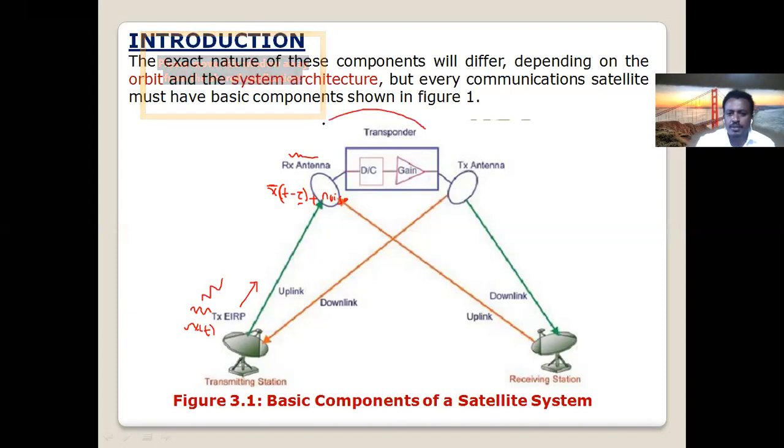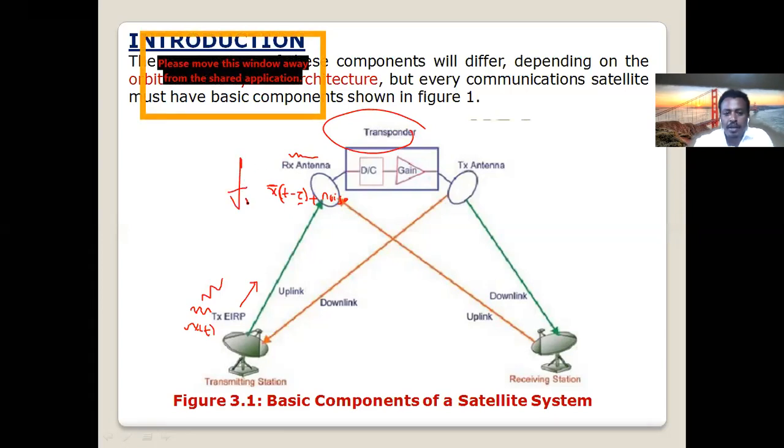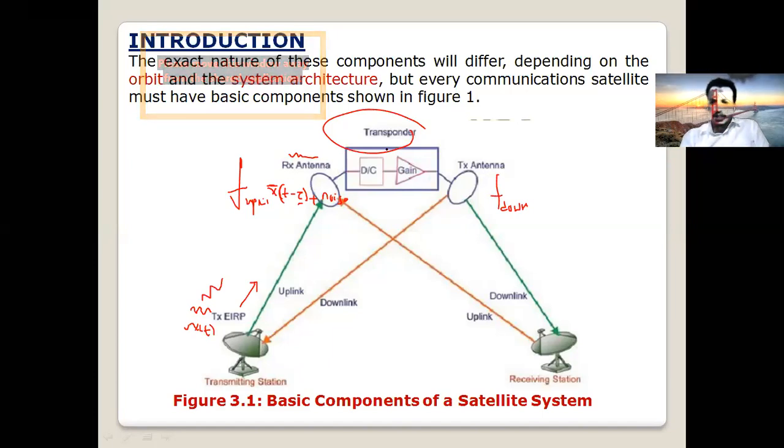All this distorts the signal. That's why we need what? We need a transponder there. This transponder will receive this weak, distorted signal, amplify it again, and change the frequency from uplink. Here we have the uplink frequency. This uplink frequency is converted into the downlink frequency, right? For different reasons. So this transponder is a very important device. It changes the frequency, it processes the signal, it removes noise, it amplifies the signal.